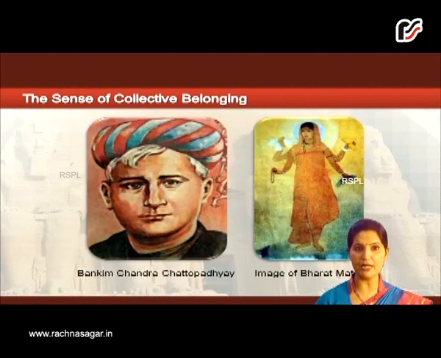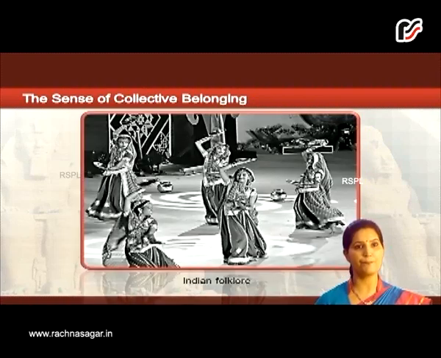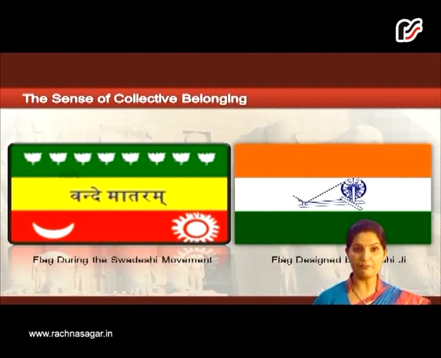Bankim Chandra Chattopadhyay created the first image, and he wrote Vande Mataram in 1870s as a hymn to the motherland. Indian folklore also played an important role in developing nationalism among the people. A tricolor flag was also designed during the Swadeshi movement for inspiring people. The design of the tricolor kept changing. Initially, it had 8 lotuses representing 8 provinces.